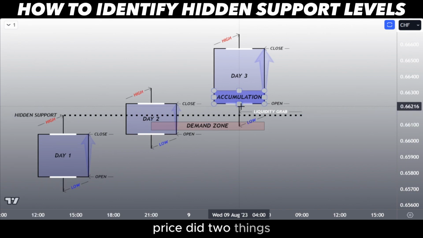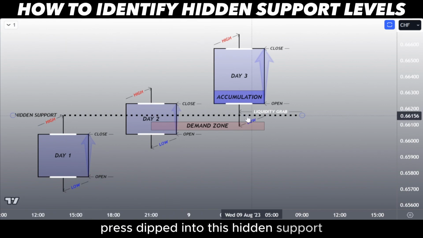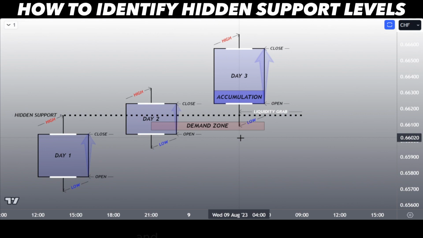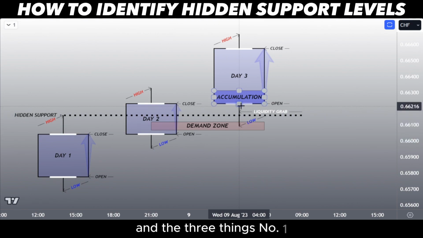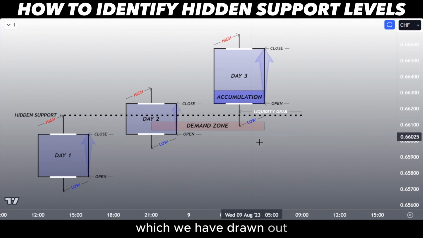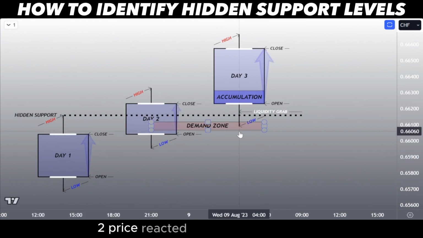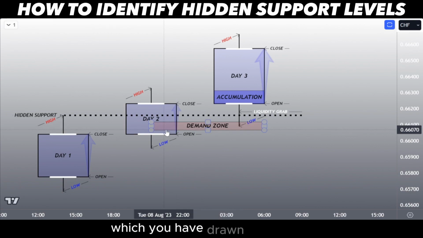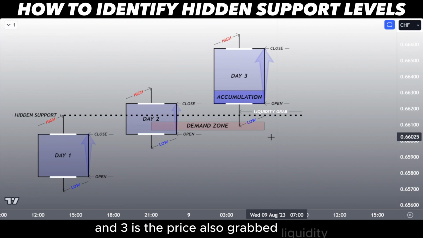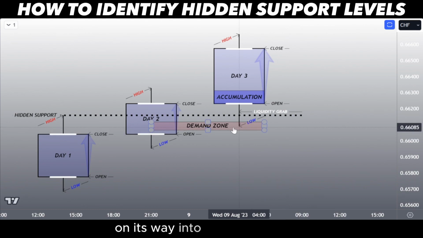Price did 2 things. Price reacted, price dipped into this hidden support, okay, and it also dipped into this demand zone. It also grabbed liquidity on its way down. It did 3 things. Number 1, after we opened, the price reacted from the hidden support, which we have drawn out. 2, price reacted from the demand zone, which we have drawn from day 2. And 3 is that price also grabbed liquidity on its way into the demand zone.